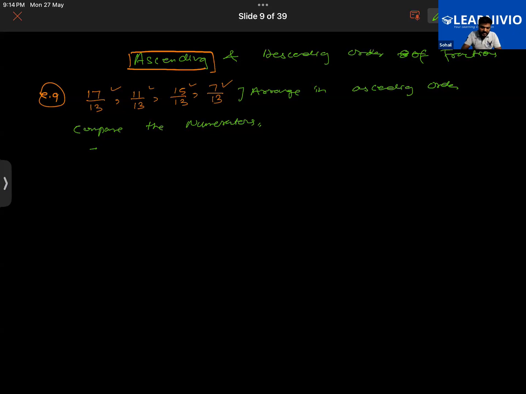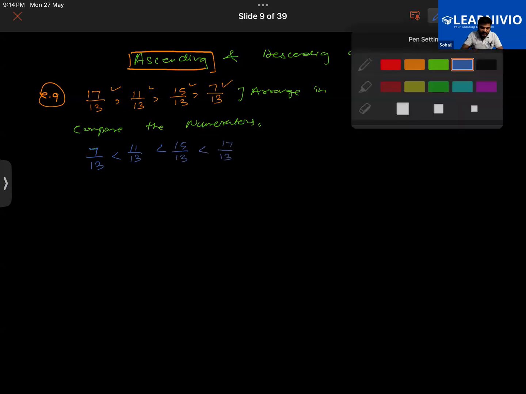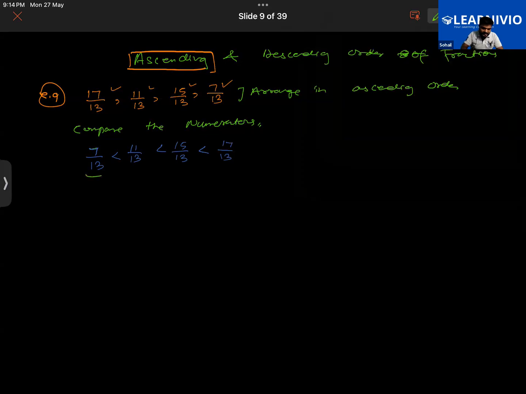So first you will be writing 7 upon 13. After this, you would be writing 11 upon 13, then 15 upon 13, and then finally 17 upon 13. In this, we find that this is the smallest and this one is the biggest.